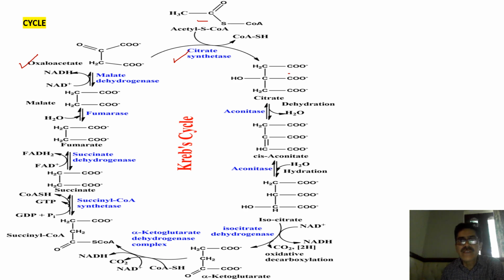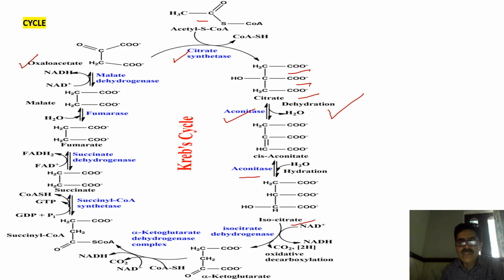Here you find 3 carboxylic acid groups. That is why it is also known as tricarboxylic acid cycle. Next reaction is dehydration reaction catalyzed by aconitase. You get cis aconitate. This is a kind of isomerization reaction. Next reaction is hydration. Water molecule is removed over here. Under the influence of enzyme aconitase, you get isocitrate.